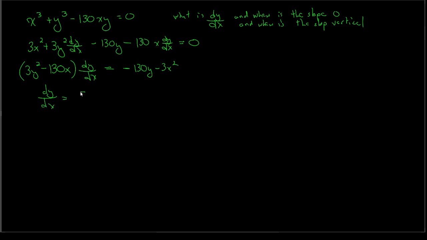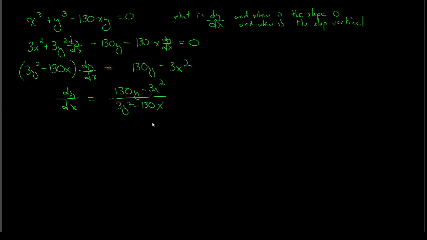I want to bring this negative sign out, so I'm going to get a negative. If I bring the negative out, did I lose a sign here? Oh wait, that's not negative, that's positive. Let me get this correct here. When I bring this to the other side, it's positive 130y minus 3x squared. My bad. And so dy/dx is 130y minus 3x squared over 3y squared minus 130x. And so here we have our derivative.